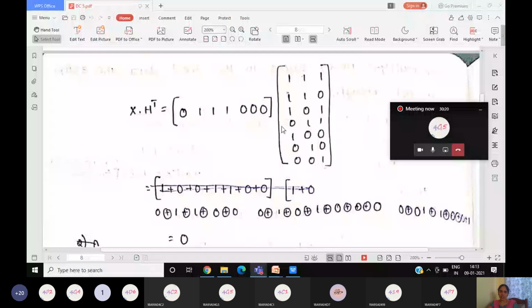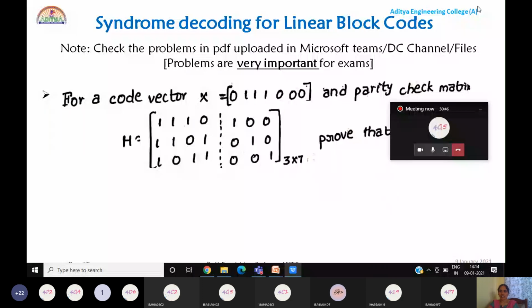Now multiply the row with the third column. In this X you have 3 ones in the second, third, and fourth locations. If you multiply, only the 2, 3, 4 locations are 0, 1, 1. So 1 XOR 1 in the third and fourth positions, and the remaining are all zeros. So finally you will get the output as 0. So X into H transpose is 0. That is the first property of the syndrome decoder.